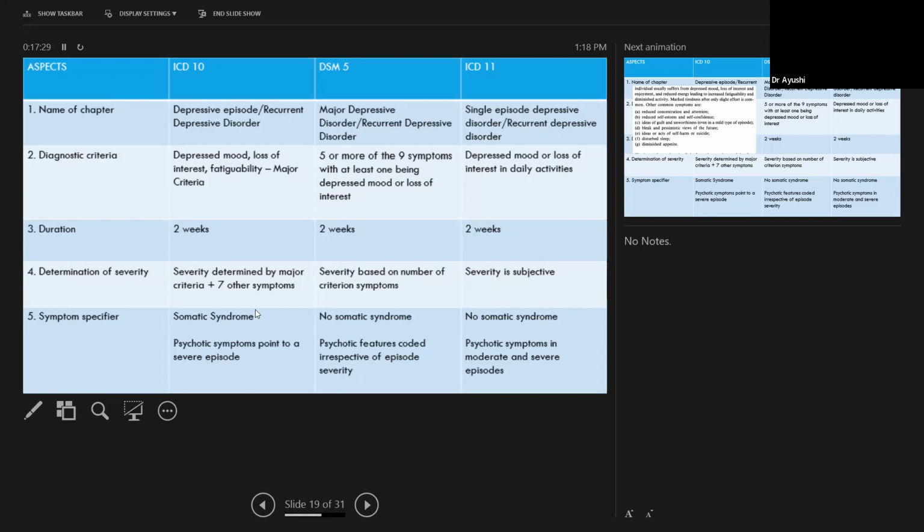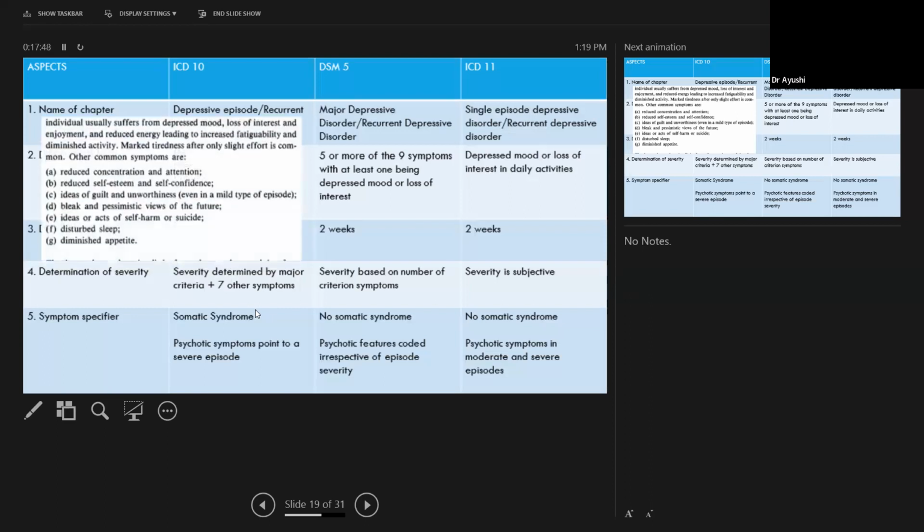Severity is subjective in ICD-11, whereas we determine by the number of symptoms present in both ICD-10 and DSM-5. And symptom specifier is somatic syndrome in ICD-10 with or without somatic syndrome and with or without psychotic symptoms. In DSM and ICD-11, there are no somatic syndrome, and psychotic features are included.